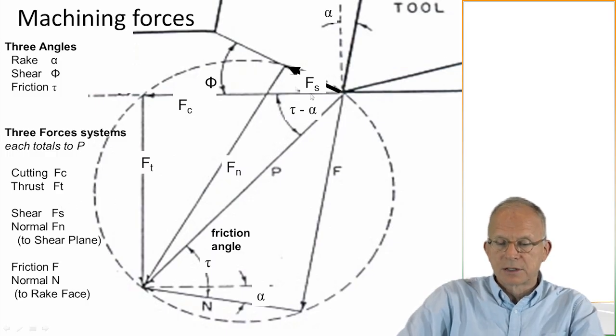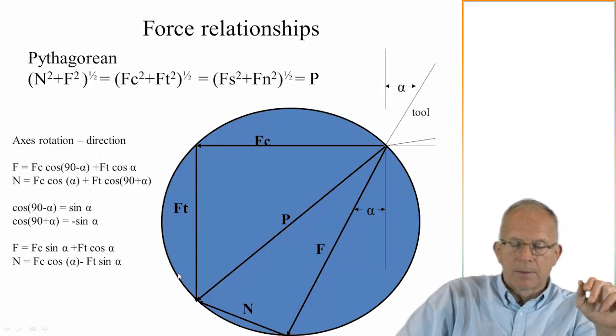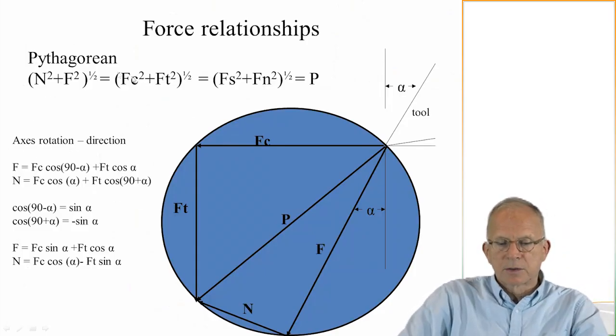The shear force, this is the force that's applying the shear stress that is necessary to form the chip. The normal force to the shear plane here can be used sometimes to suppress crack formation, but this is a result of the machining forces. So we've got cutting and thrust, shear and normal to the shear plane, and then we've got friction and normal to the rake face, and those are those two forces. So three force systems. Now, each of these, here's the frictional component, here is the cutting and the thrust, and here's the shear and normal to shear plane component.